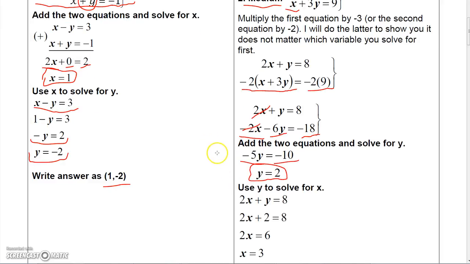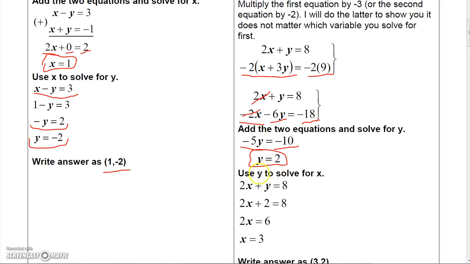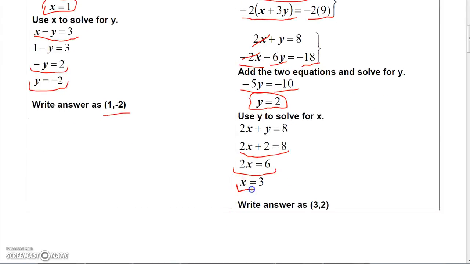And then all I have to do is plug this y value into one of these equations. I chose this one. So I'll plug my y value into that, and I get 2x plus 2 equals 8. And then just solve that for x. Subtract 2, and I get 2x equals 6. Then divide both sides by 2, and I get x equals 3. So the answer is the ordered pair (3, 2).